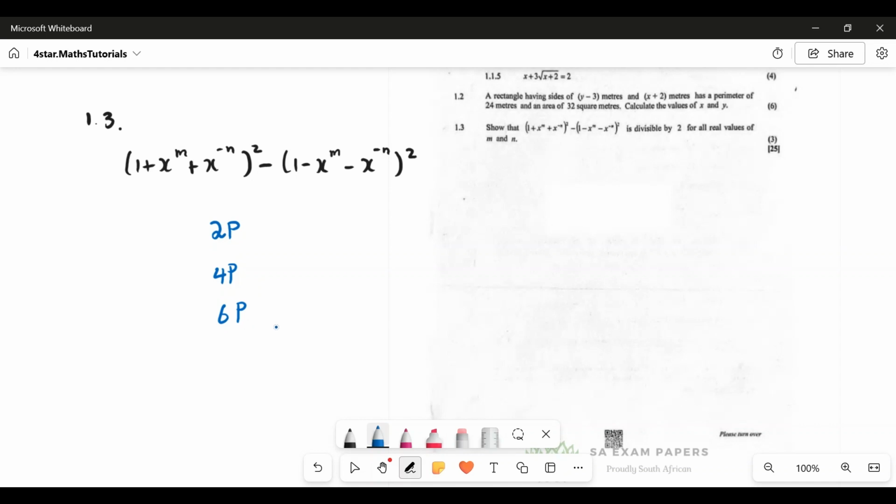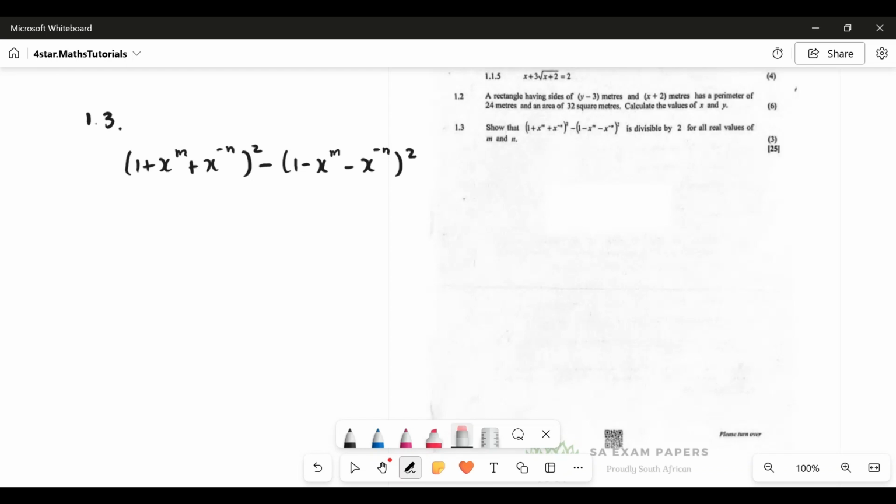So we are told that we must show that this expression is divisible by 2 for all real values of m and n. So the values of m and n are real. It means that n and m can be any number. For example, m can be 2, n can be 3. So for all real values of m and n, we need to simplify this until we show that it is divisible by 2.